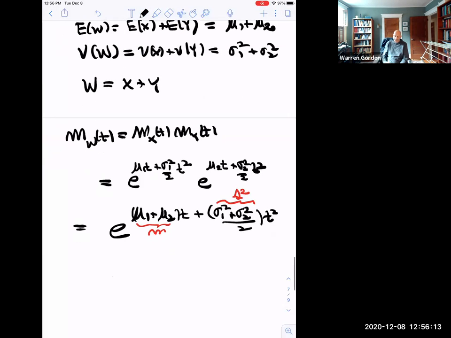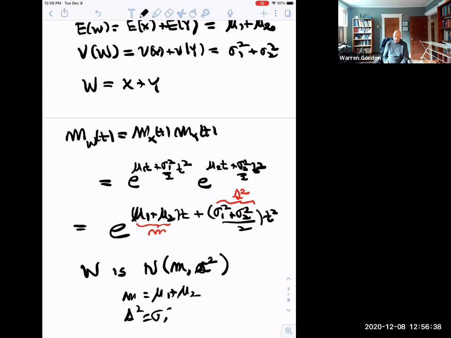I see immediately that W is a normal distribution with mean m and variance s squared, where m is mu 1 plus mu 2 and s squared is sigma 1 squared plus sigma 2 squared. I got this above, but I was able to get this from the moment generating function because the moment generating function uniquely determines the random variable.